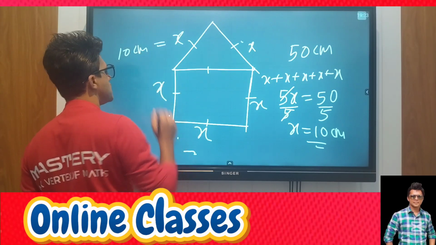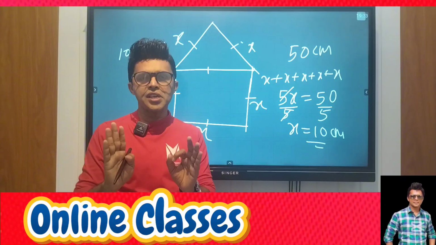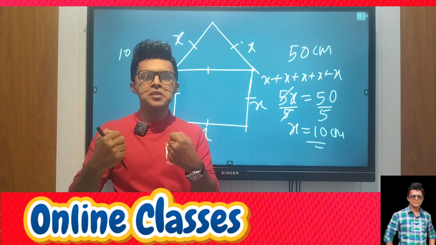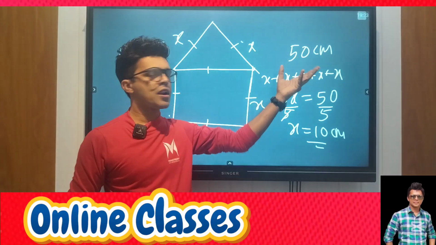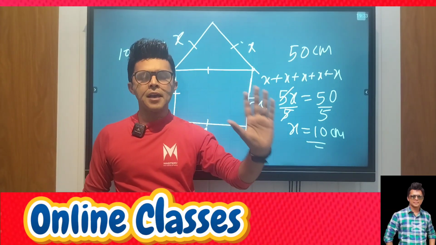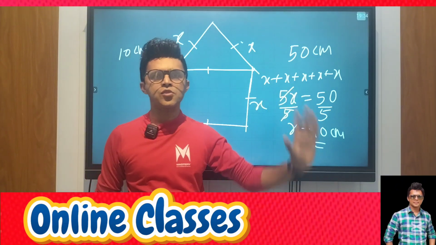triangle is 10 cm. Really there is no need of setting up this equation. Easily, at once, you could get the value of x here. How do you get it? Then this 50 divided by 5. That way also can be applied in terms of getting the answer here.